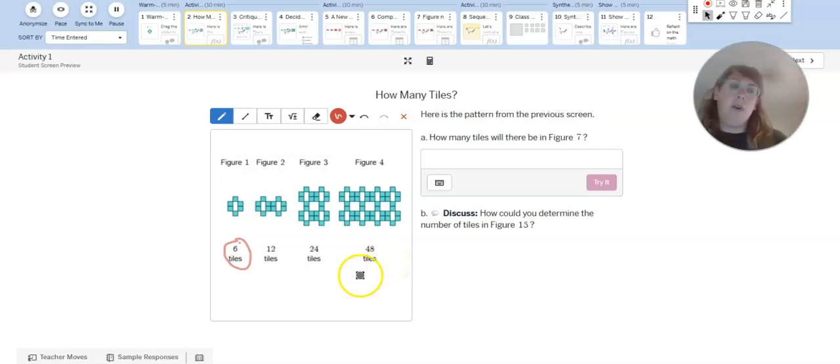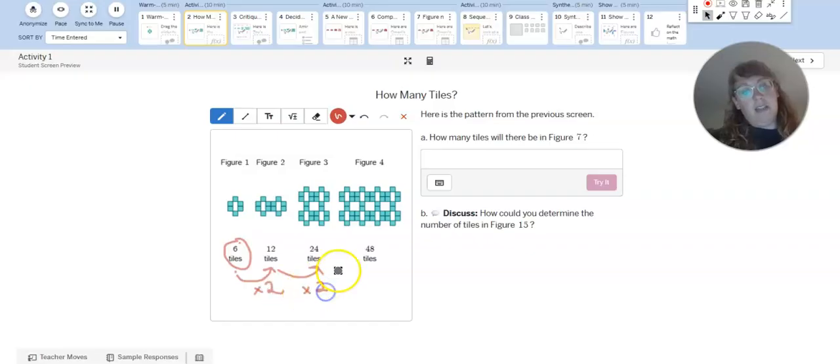So, if it was arithmetic, we would be adding 6, but 12 plus 6 is 18, so that would not work. So this must be multiplication. We are multiplying by 2 to get the next figure amount.